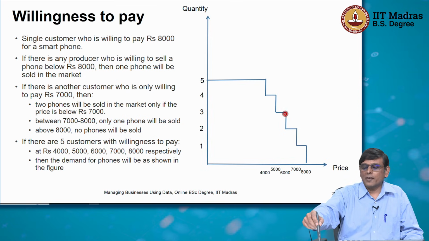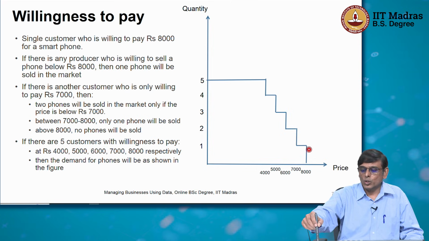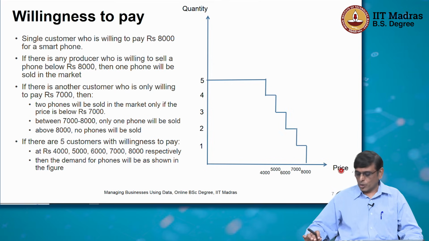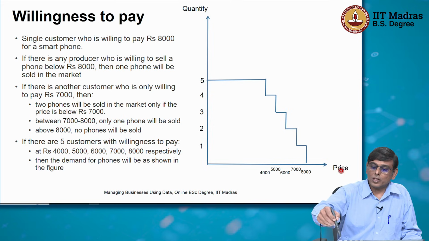When you go between 5 and 6,000, 2 people drop out of the market and we are left with 3 customers. When you come here, 3 customers have dropped out, we are left with 2. When you come here, 4 customers have dropped out, we are left with only the first one, and above 8,000 all 5 customers have dropped out, and so we have nobody. So the curve looks like this.